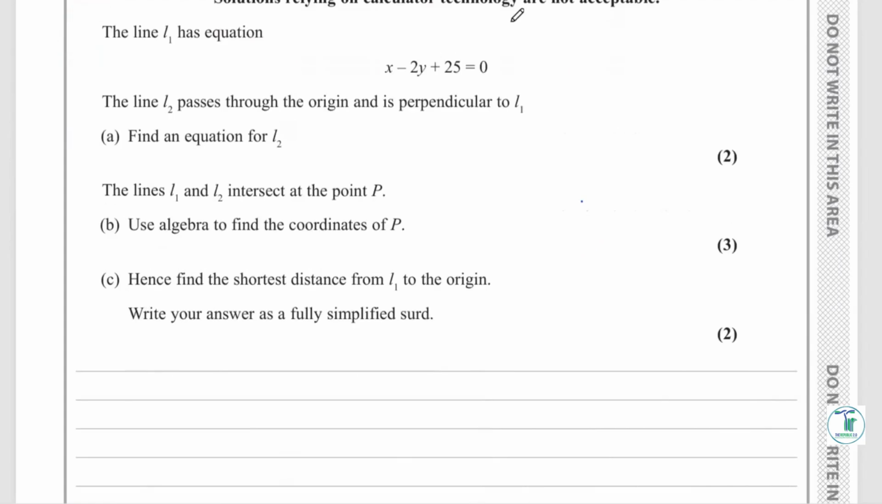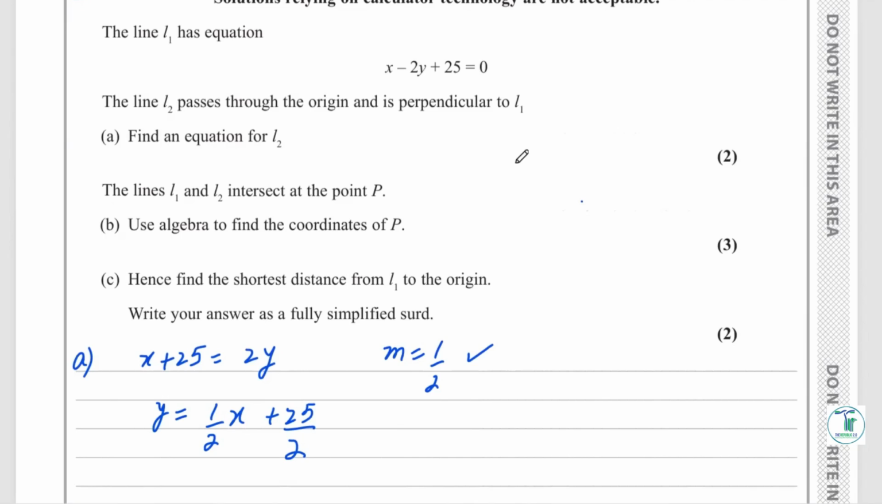So I'll just write this equation in y equals mx plus c form. We've got x plus 25 equals 2y. So y comes out to be 1/2 x plus 25/2. Once you've got y, you've got the gradient, and that comes out to be 1/2. You've got this m, and that is equal to 1/2. But the slope of L2 is going to be the negative reciprocal, which has to be negative 2.